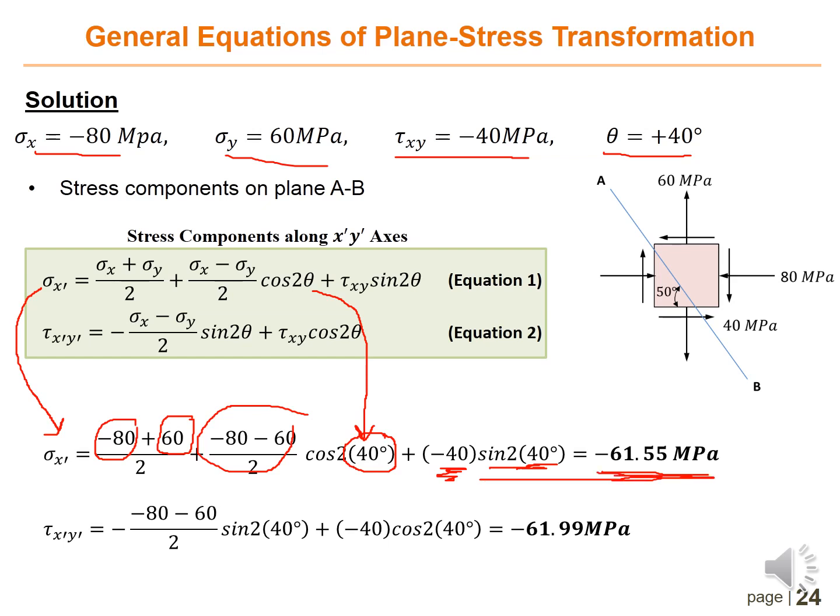Negative 61.55 megapascal. Then for the shear stress in the x prime y prime axis, you can use equation number 2. Just substitute the values of sigma x, sigma y, and also theta, and you will get this answer, which is negative 61.99 megapascal.